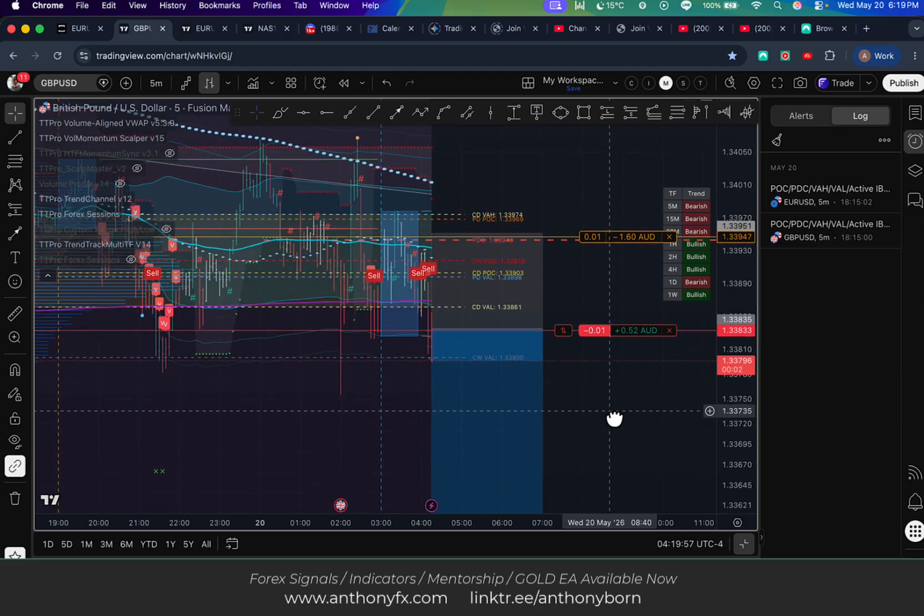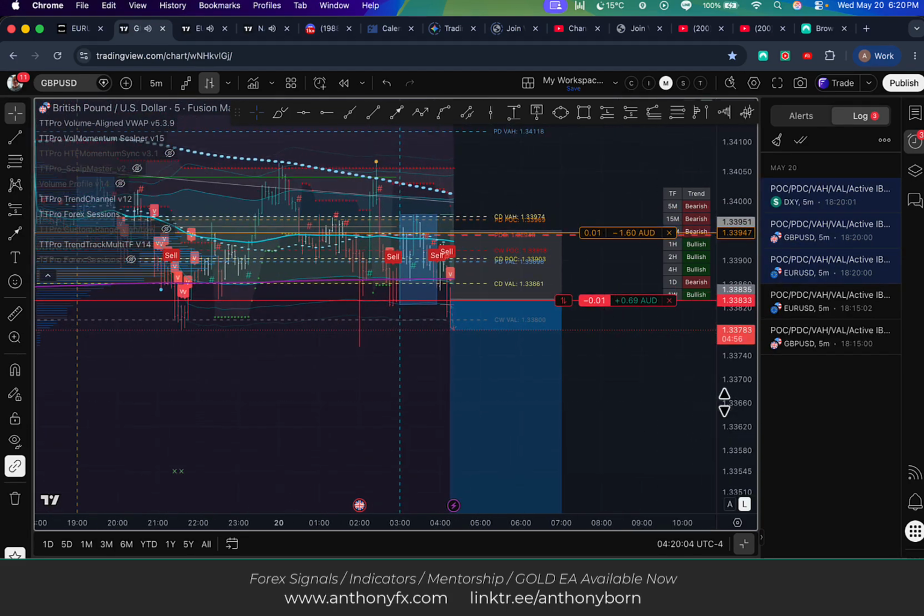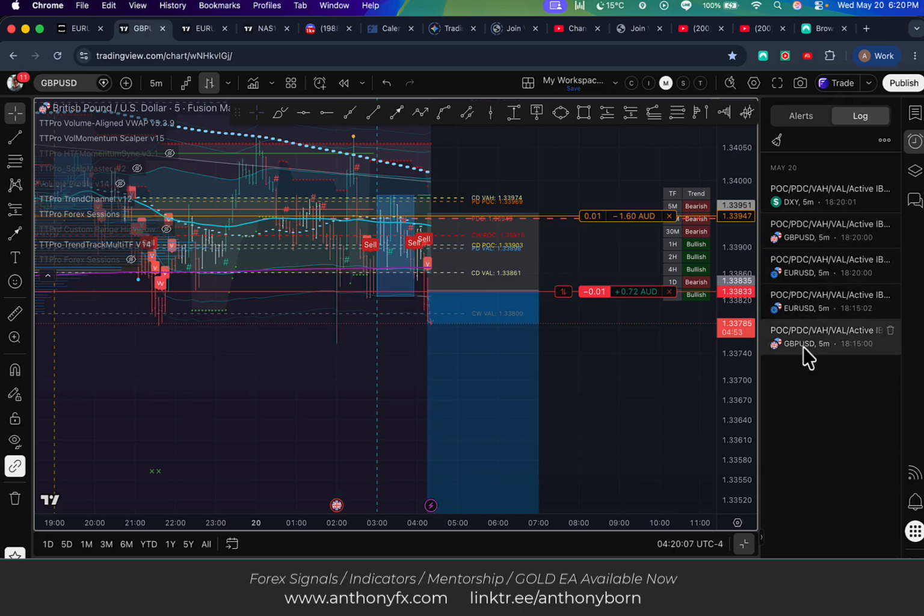Yeah, that's not too bad. It's actually quite a tight stop. Yeah, look at the momentum behind it. That's nice, isn't it? Really sweet. All the signals coming in.